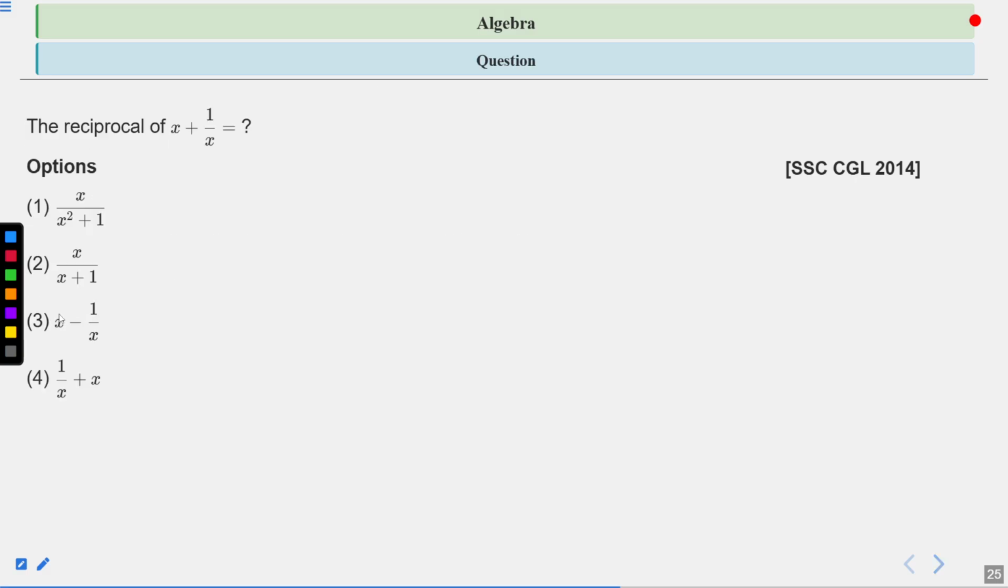The reciprocal of x plus 1 upon x is, and this question was asked in the SSC CGL exam 2014. There are 4 options for this question. First one is x upon x square plus 1. Second is x upon x plus 1. Third one is x minus 1 upon x. And fourth one is 1 upon x plus x. You have 10 seconds to solve this question. Your time starts now.